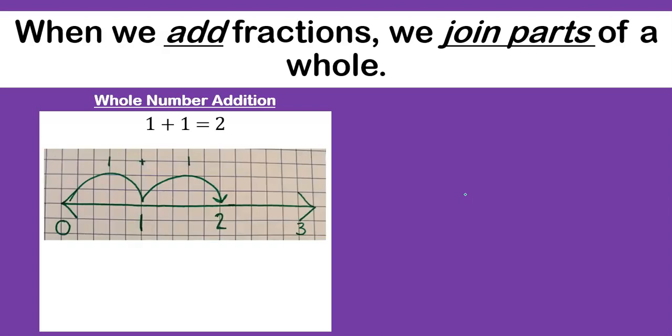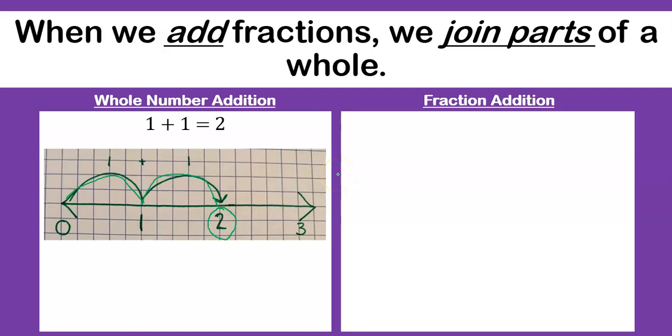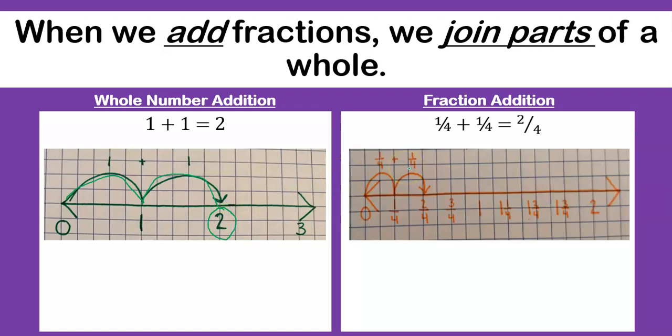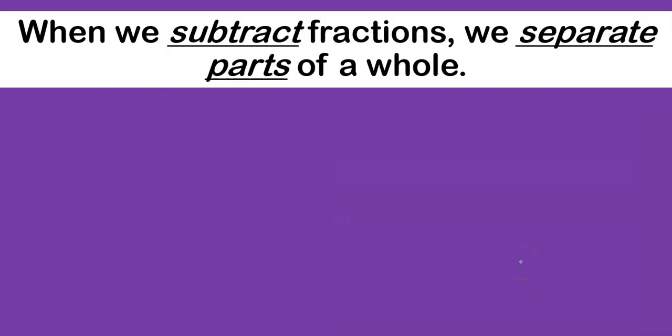We can also add fractions using a number line. So in whole number addition with my number line, I would start at 0, and I would have 1, and then I would add one more, and I would end up at 2. In my fraction addition, the same thing, 1/4 plus 1/4 equals 2/4. Start at 0, I add a fourth, add another fourth, and I end up at 2/4. And remember, 2/4 is really the same thing as 1/2. Just a little side note there. Okay, so that was adding fractions.